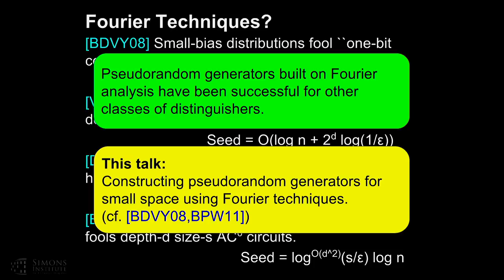Okay, so what I'm going to be talking about today is trying to construct pseudorandom generators for small space using techniques from Fourier analysis. Now, there's some other work that I'm not going to be talking about, but basically that's the thing I want to push on, that one source of new ideas to help us develop pseudorandom generators for small space is the work in Fourier analysis-based pseudorandom generators.